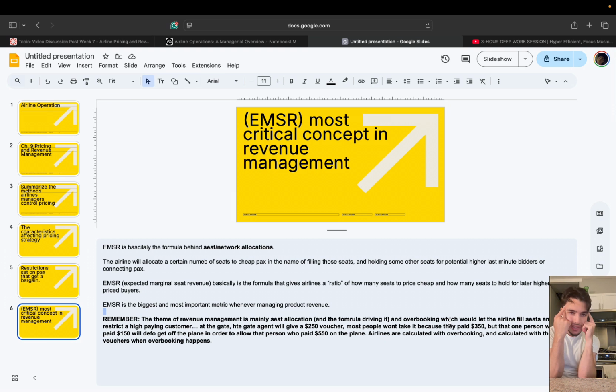Overbooking isn't just brainless, it's actually calculated, especially with the vouchers. They're going to give vouchers to the lowest payers, so they can encourage the really cheap passengers to get off the airplane, so they can allow the high-paying passengers on the airplane. Does that make sense? It does make sense.